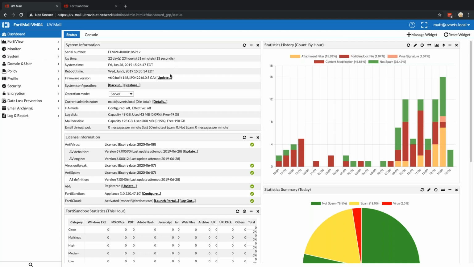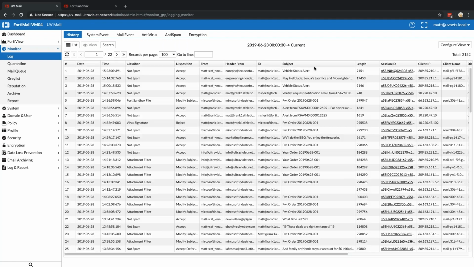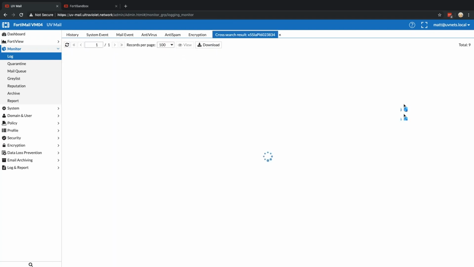So I'm gonna go ahead and take a look and see what it is we caught. First thing I'm gonna do is check out my logs. I'm gonna try to find this, and I can see that there's a lot of information surrounding this, although I do believe this to be the message in question.